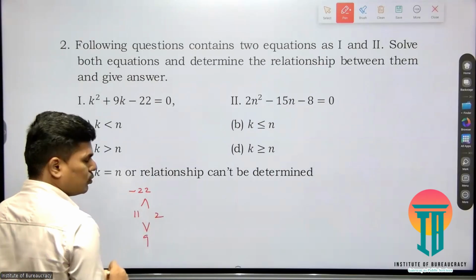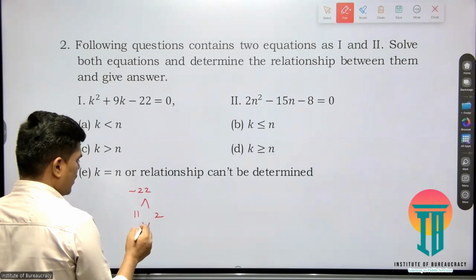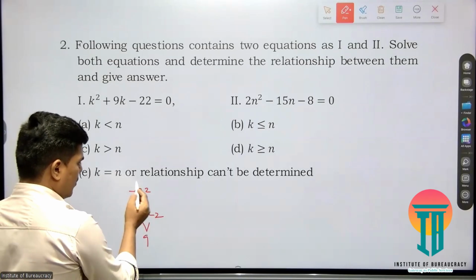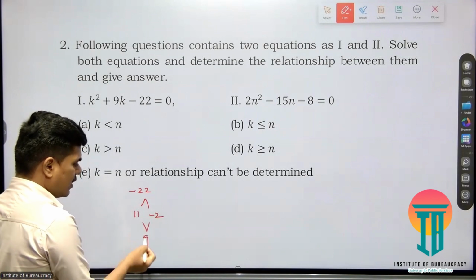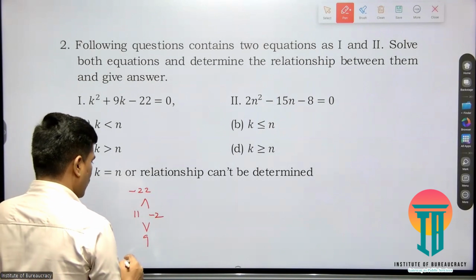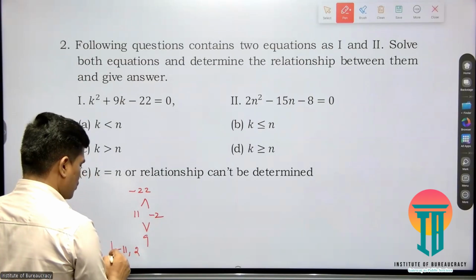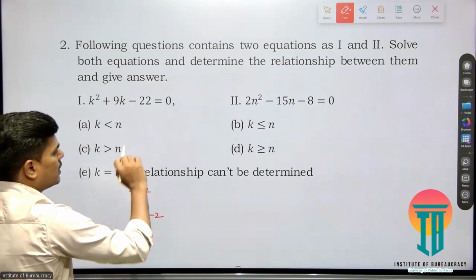11 into 2 is 22, but they want minus. So if you put minus here, it's going to be minus 22. If you add them, you'll be getting plus 9. Therefore, the roots are minus 11 and 2. These are the roots for this equation.